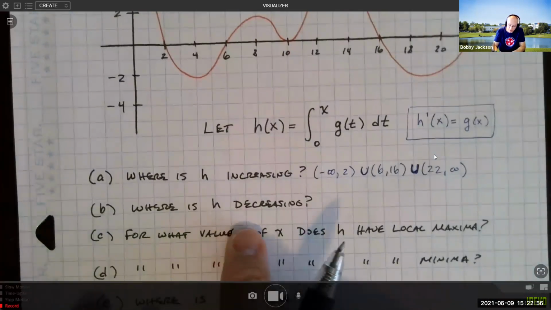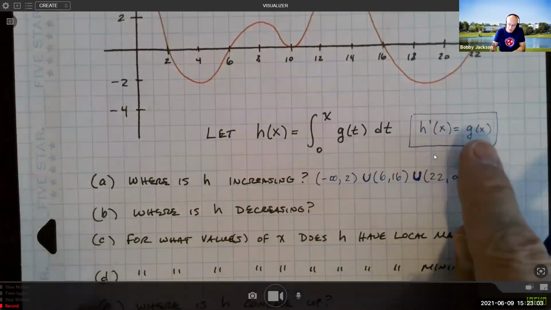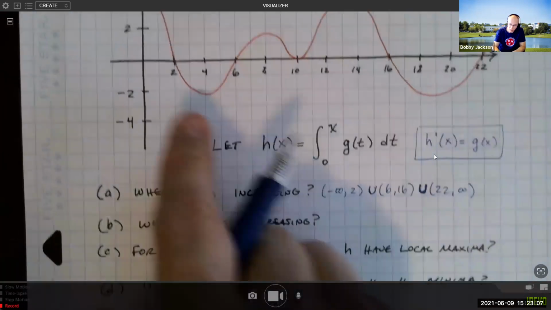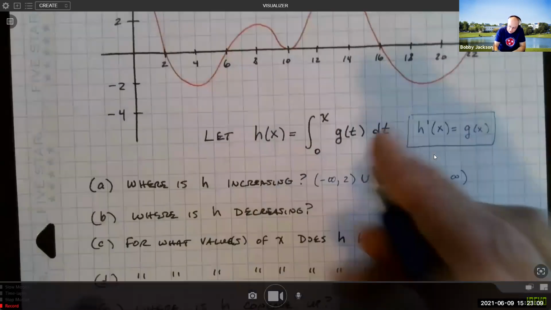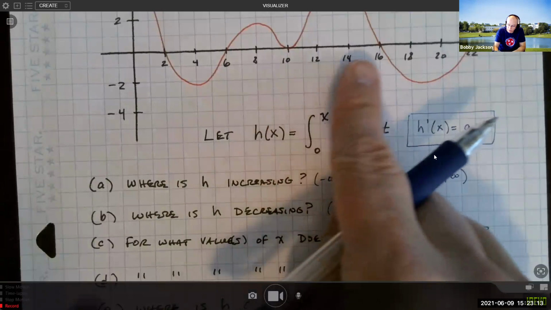Well, now we're looking where the graph is below the x-axis, because the function h is decreasing when its derivative g is negative, right? Less than 0. So we are negative, less than 0, from 2 to 6. And then what from 16 to 22?